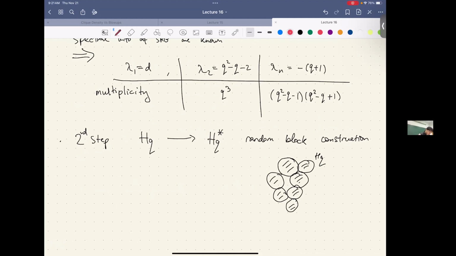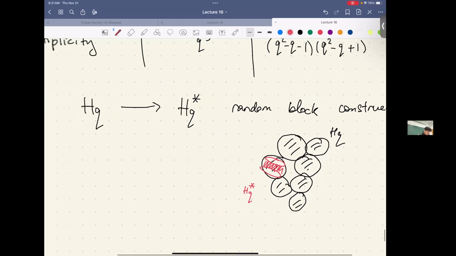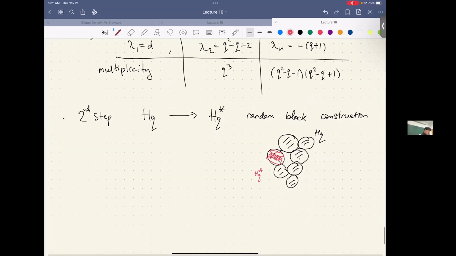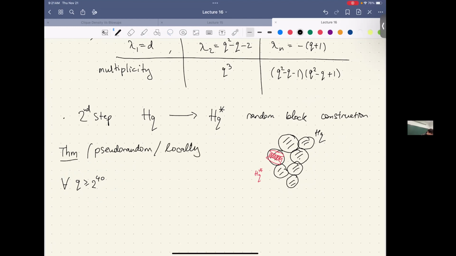Now instead, HQ star is where you randomly partition these into bipartite graphs and put the complete bipartite graph in there. This is the random block construction. A key property we use there is pseudo-randomness, local denseness. Here's the theorem. For every Q large enough, this is pseudo-randomness, local denseness.